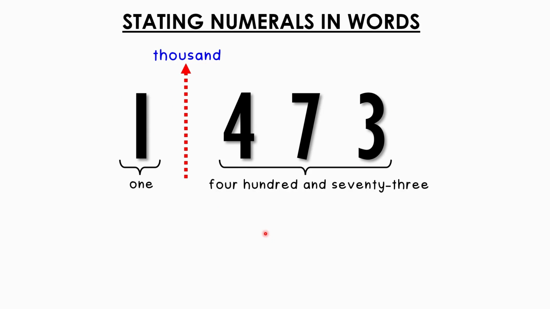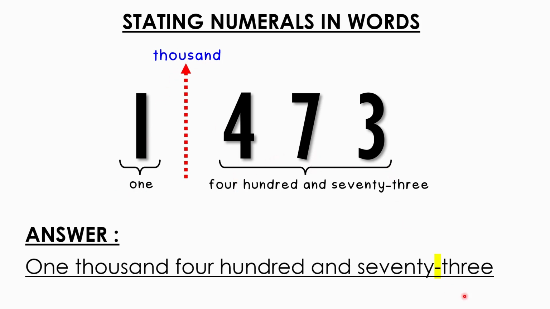And the number after the partition is pronounced as 473. Now all you have to do in order to get the final answer, or to write down the words in a complete sentence, is to combine the numbers before and after the partition and also include the word thousand in the respective place. So for example, if I'm going to pronounce this number right now, it's going to be 1473. So just join the sentence.